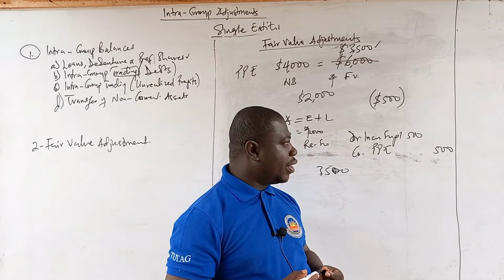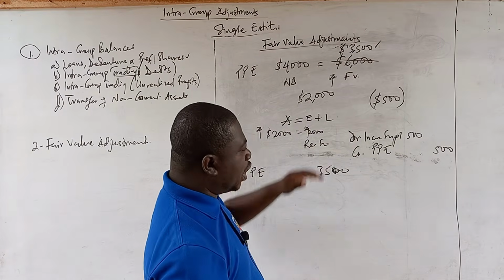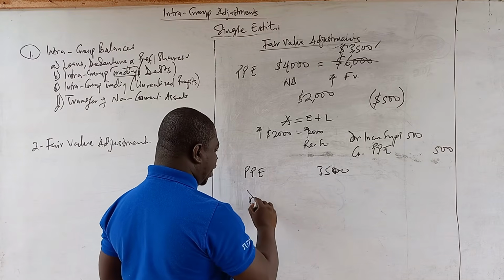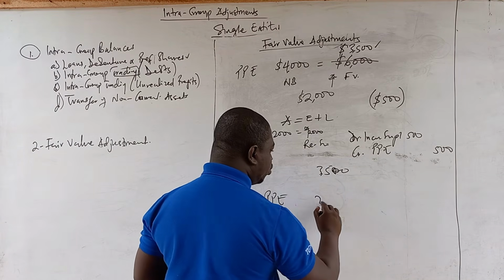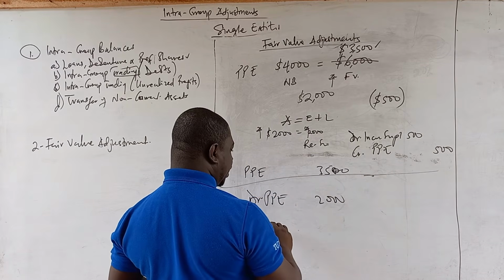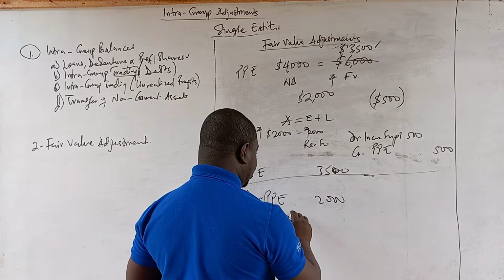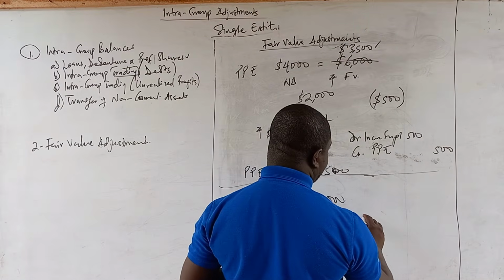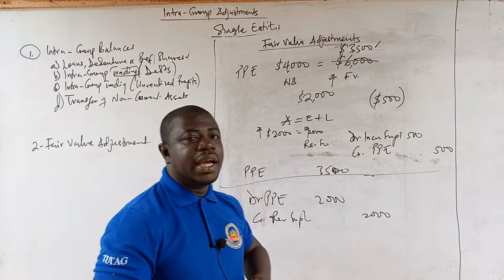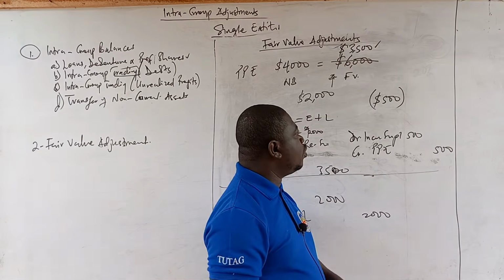But if for the first time there was an upward revaluation of 2,000 like I illustrated, then of course you are going to rather debit PPE with 2,000, and then you are going to credit. This time it's not going to be the income surplus. You're rather going to create a revaluation surplus, and that will be 2,000. If you have doubts, you can still go back and watch the video on IAS 16 that I have uploaded, and then you will revise.